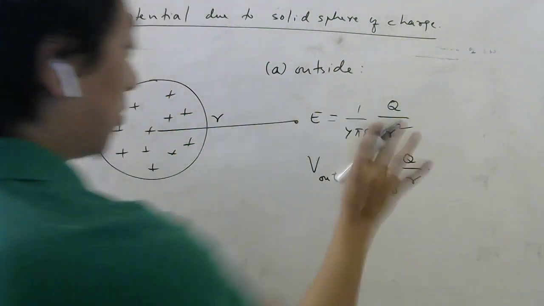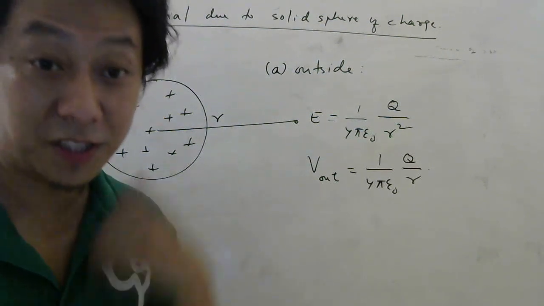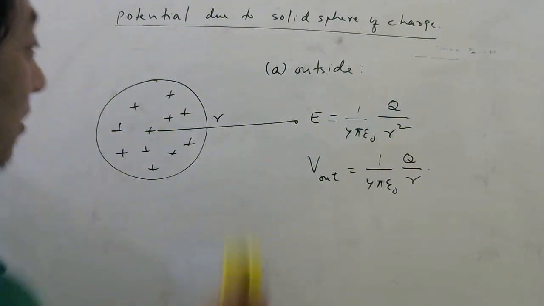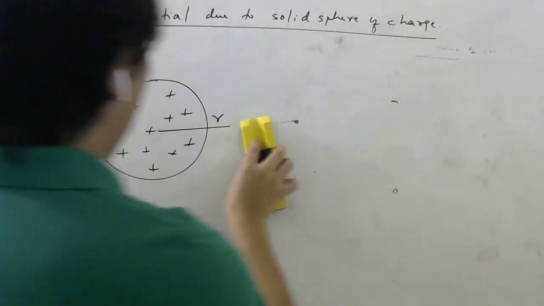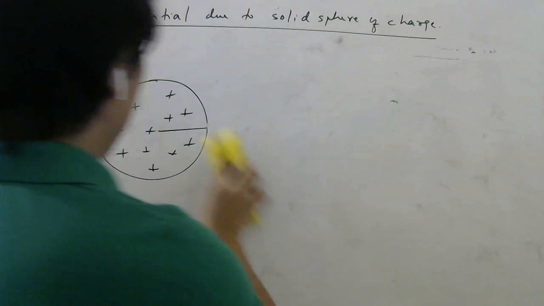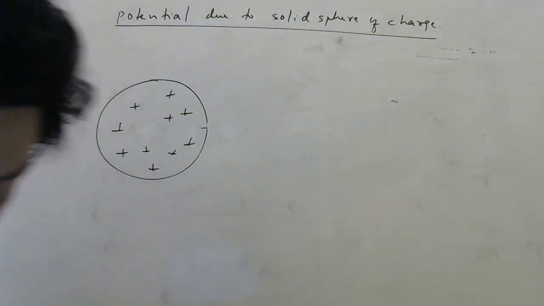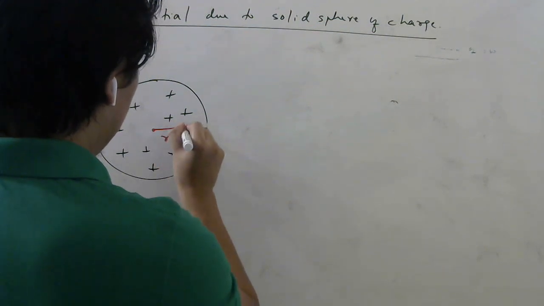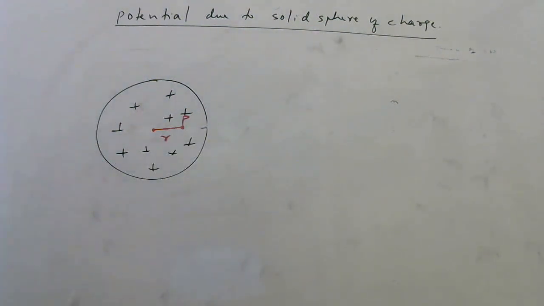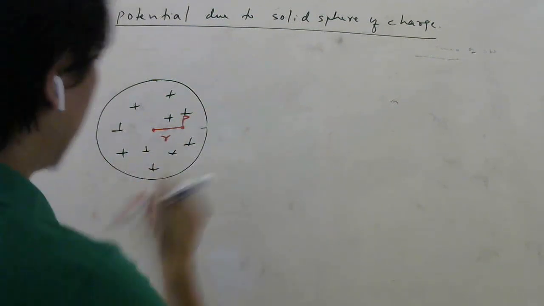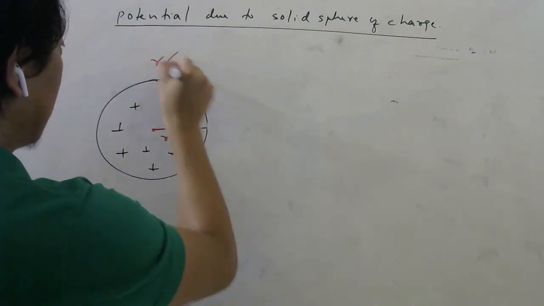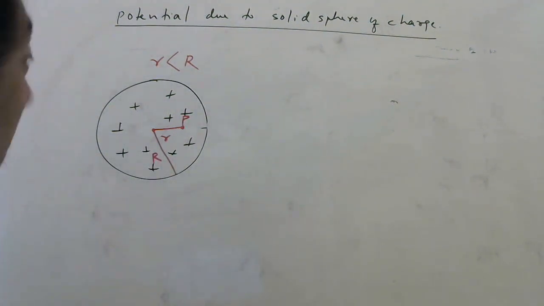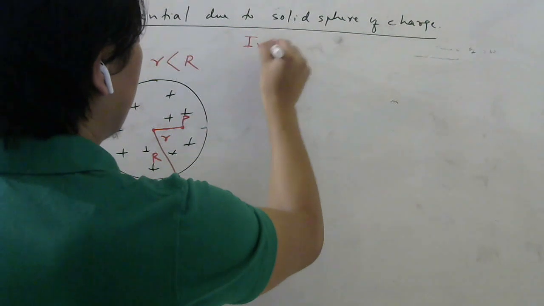Outside is not a problem. It will just follow whatever we did for shell. Inside, it will be very interesting. So this part you write nicely first. Okay. Now we will ask potential at some point which is at a distance small r. Okay, at some point P, which is inside. So now I am talking about distance from the center is less than the radius. Capital R is the radius. Okay, students? Fine. So now we will discuss for potential inside.